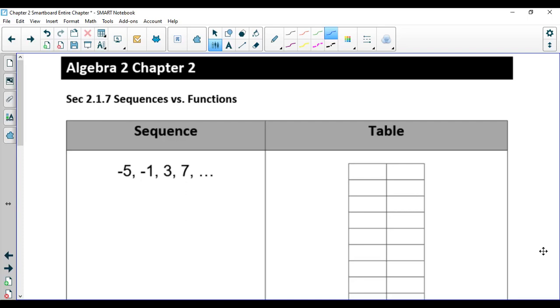Hey everyone, welcome to section 2.1.7, and today we're looking at sequences versus functions, round one. All right, so we're going to see what the difference is between a sequence and a function.